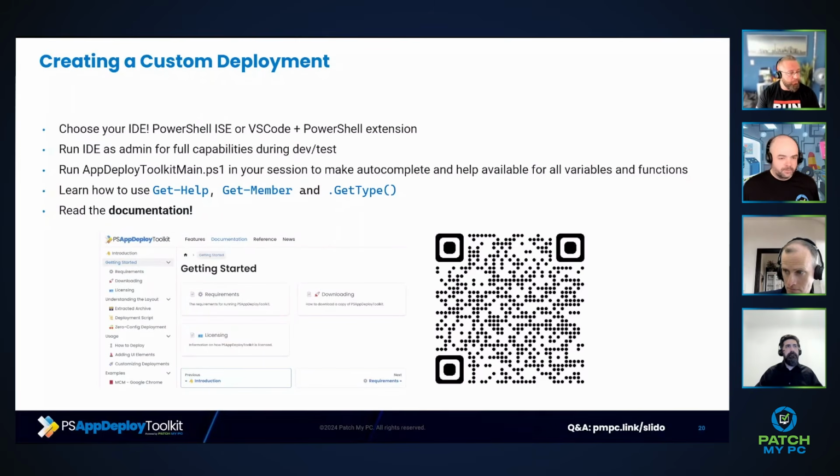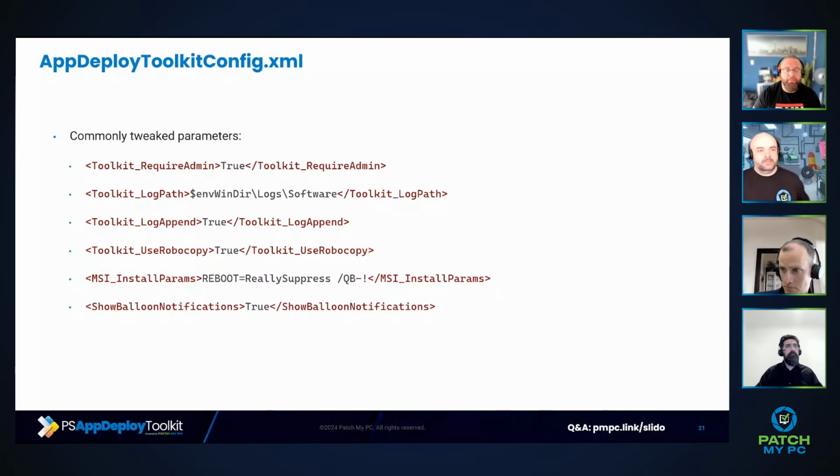So back to those files I was mentioning. One that you might want to tweak is this toolkit config XML. So I think these are all default settings that I've got here. Yes, so some of these settings you might want to tweak, and I'll go through and explain why.